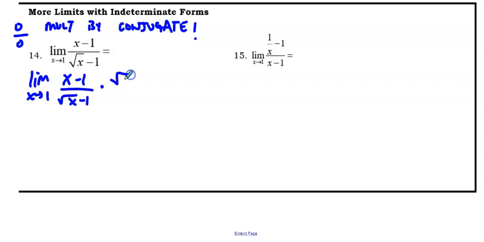And so I'm going to go ahead and multiply by the conjugate on the top and the bottom. And essentially, I'm not changing anything, right? Because this is still just 1, so I'm not changing anything. And I'm going to go ahead and put my little parentheses around this.